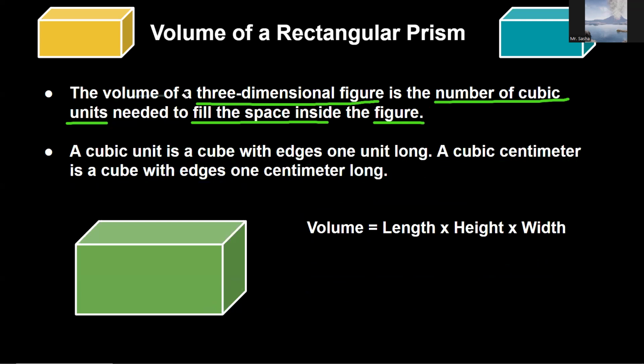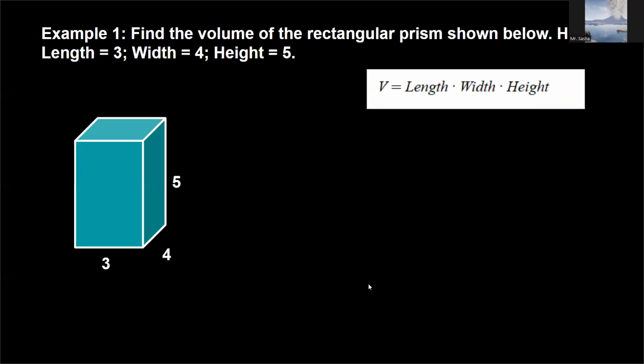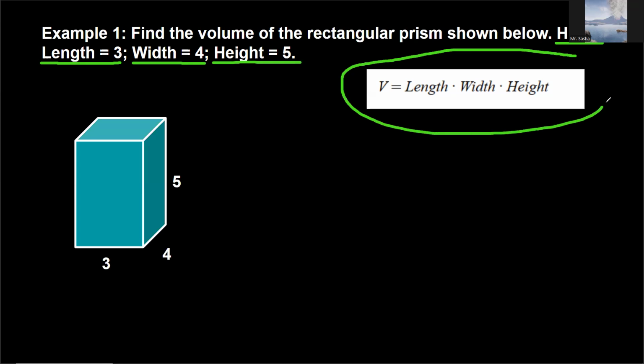Okay, so let's now start solving problems with rectangular prisms, okay? So we have our first problem. Example 1 is: find the volume of the rectangular prism. And we have a hint which says the length is 3, the width is 4, and the height is 5. Make sure to always use this formula when you're solving for the volume of a rectangular prism.